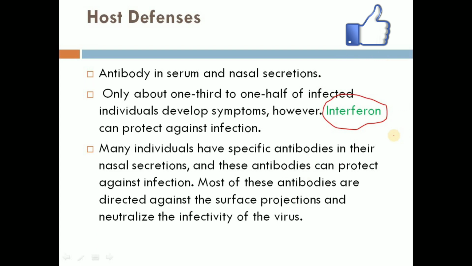So what are the interferons? We will discuss that in some other topic, an important one. Coming next, many individuals have specific antibodies in their nasal secretions, as I discussed, which can protect against the infection. Some antibodies are present which can neutralize the infectivity of the virus, through surface projections. So the antibodies and interferons present in the serum or nasal secretions in our body can prevent the infection. That is called host defense.